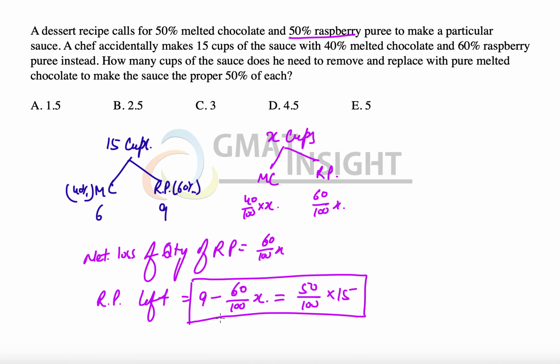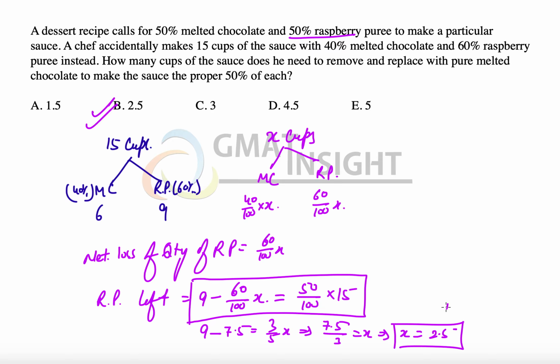Let's quickly solve this. So we have 9 minus 50% of 15, which is 7.5, is equal to 3 by 5 of X. So this becomes 9 minus 7.5 is 1.5. So we have 1.5 over 3 by 5 is equal to X. So that gives us X is equal to 2.5. And now our answer becomes option B.